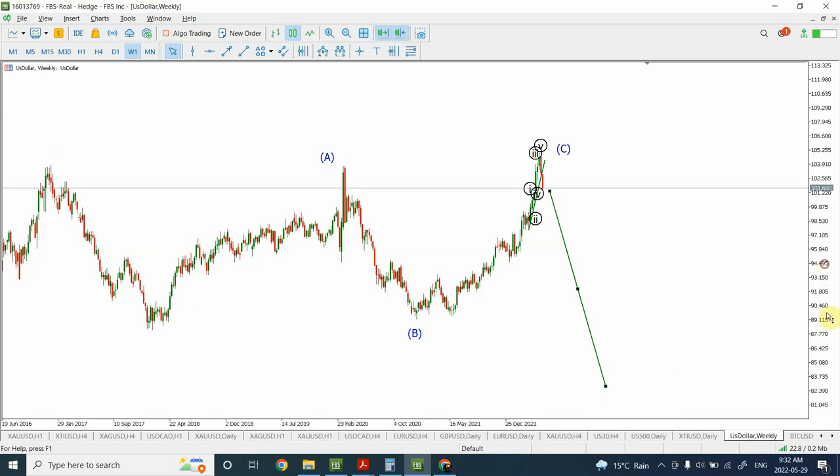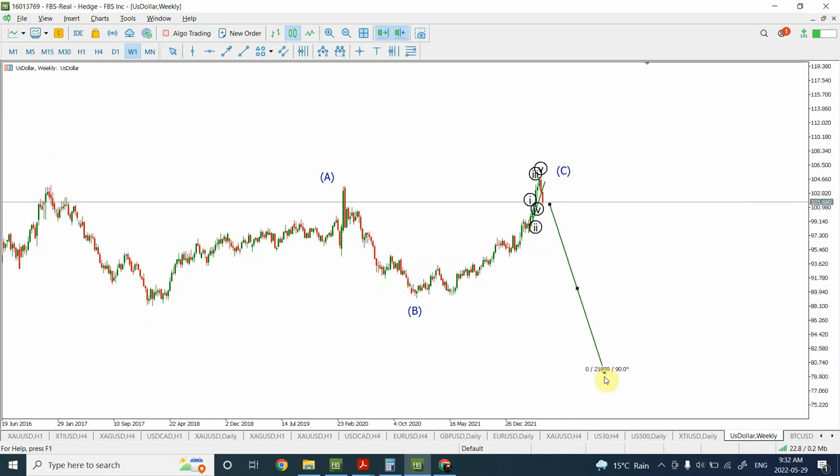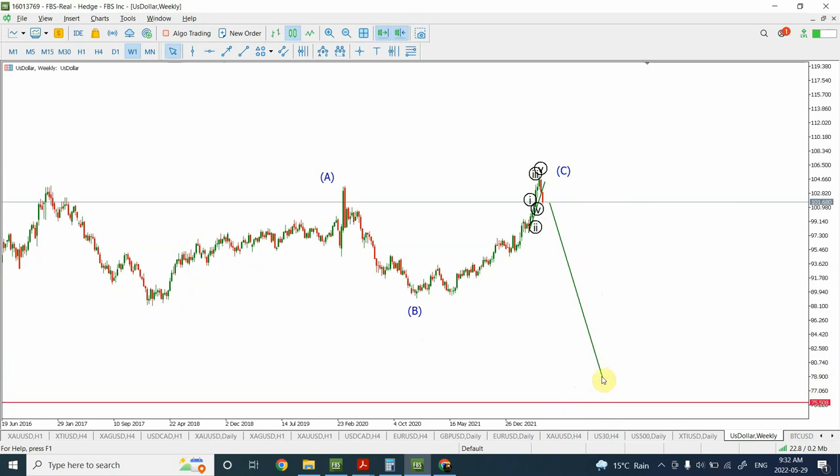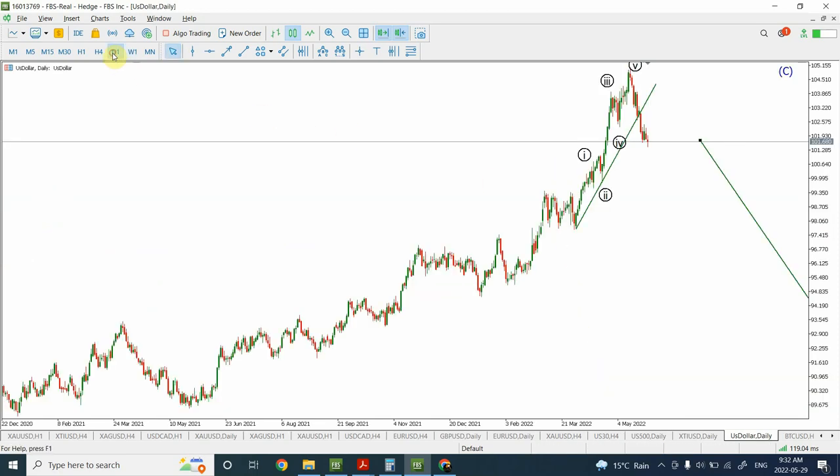All right, much better now. I'm expecting to be forming a zigzag in US dollar towards the bearish side, something like this. I'll have to look at the structure, but I'm thinking mid 70s is going to be the range for US dollar. We can put it at 75 for now, and we'll discuss more maybe on TradingView. All right, let's have a look on a daily time frame.